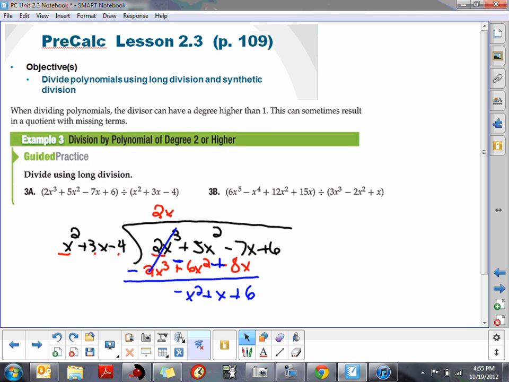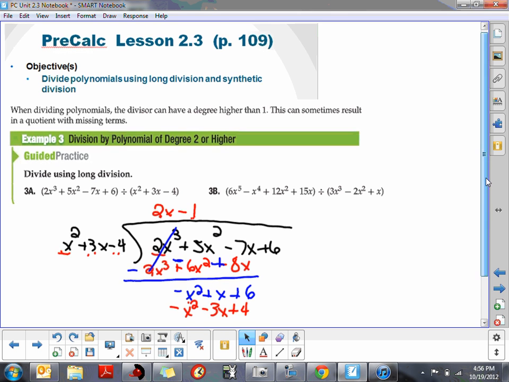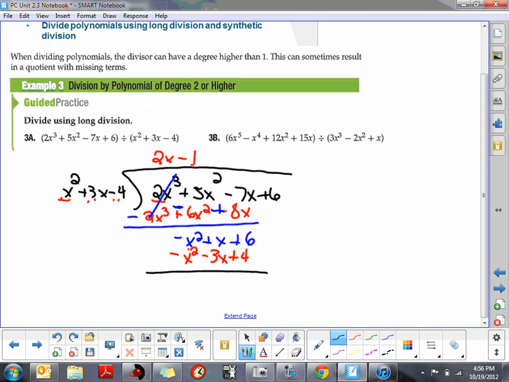Okay, so then we come back to our same strategy. What do I multiply x squared by to get a negative x squared? I have to multiply x squared times a negative 1. A negative 1 times x squared is a negative x squared. A negative 1 times 3x is a negative 3x. A negative 1 times negative 4 is a positive 4. So then we want to draw the line and change the signs. This becomes plus, plus, minus. Now we add, these will reduce. This is 4x. And then we have positive 6 minus 4. That's a plus 2. This is our remainder.